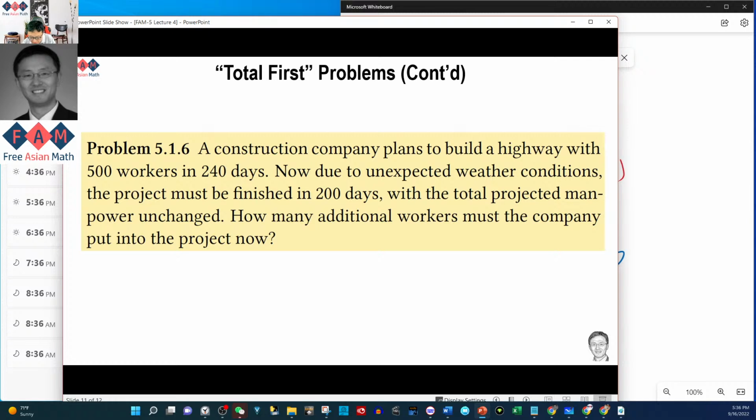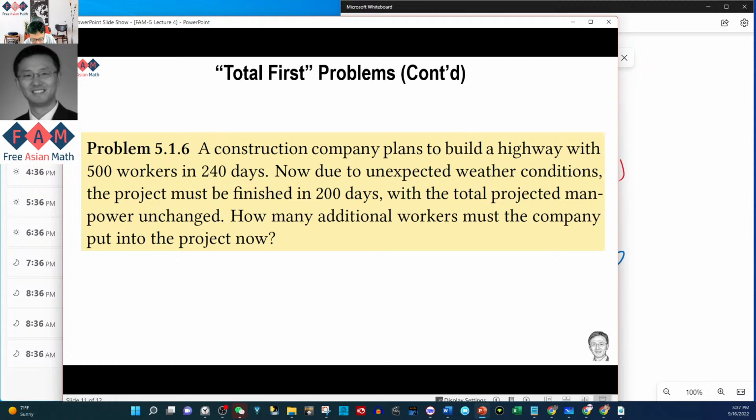So with the total projected manpower unchanged, meaning that you just need to shorten the time, but the total amount of work remains the same. So the total manpower needed is still the same. Now, how many additional workers must the company put into the project now? So forget about the second part of the question, how many additional, because additional is just the new total number of workers subtracting the earlier projected number of workers. So this is essentially the same, just compute how many workers in total you need in this situation.